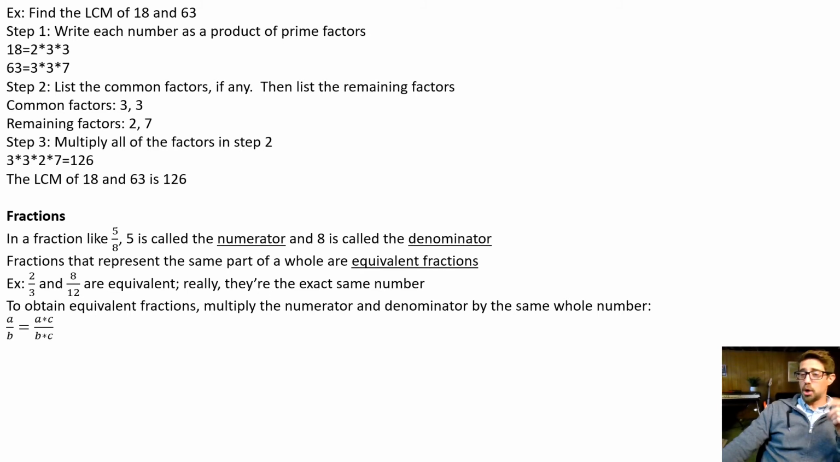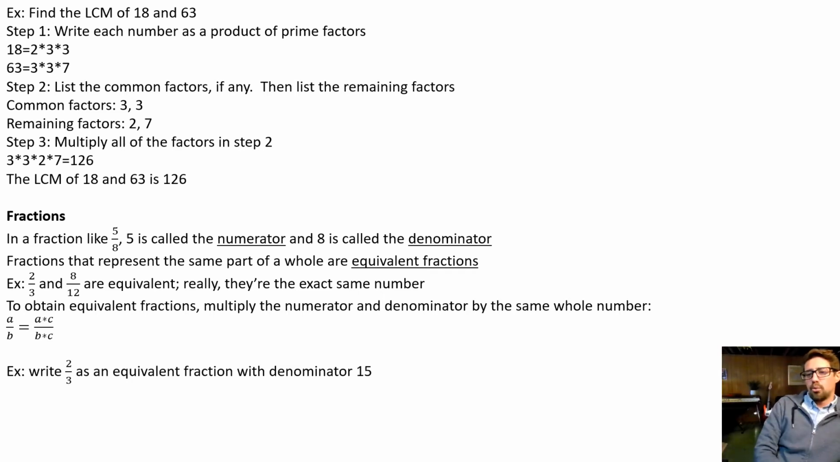If you have A over B, that's the same exact thing as A times C over B times C, where C is another whole number. You wouldn't do it where C was some other type of number. So the reason you can do that is because if you think about C over C, a number over itself is always just 1. So if you're multiplying the numerator by 1 and the denominator by 1, you're not really changing the quantity. You're just writing it in a different way.